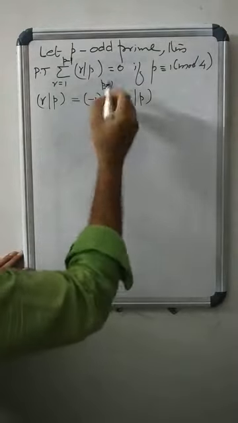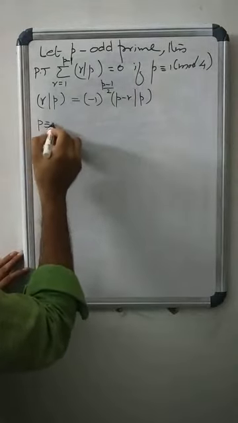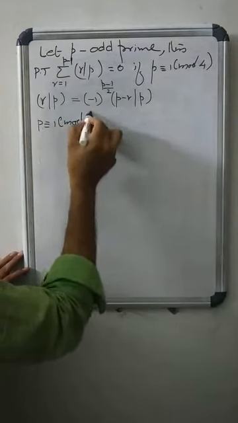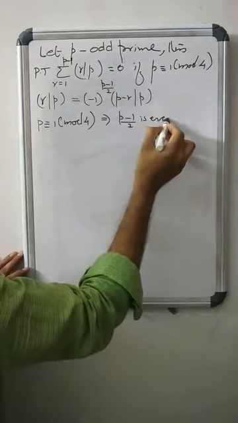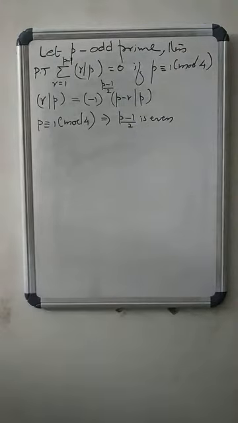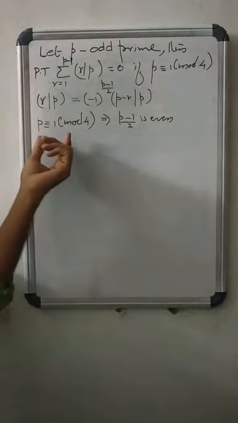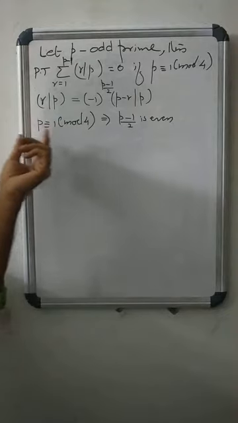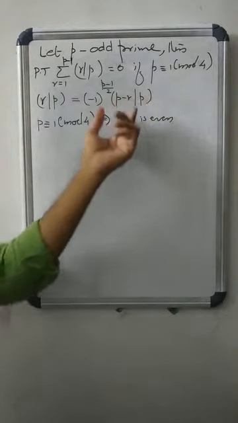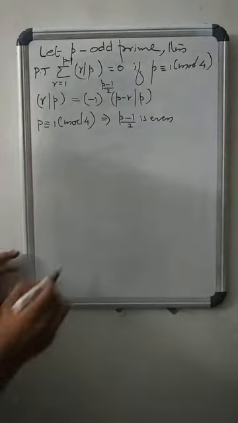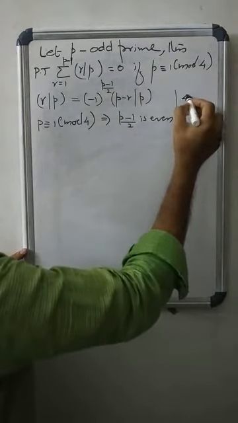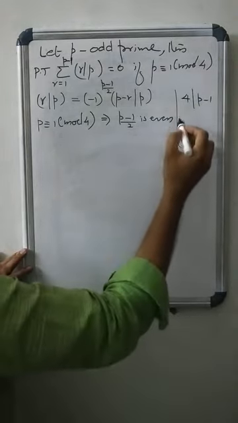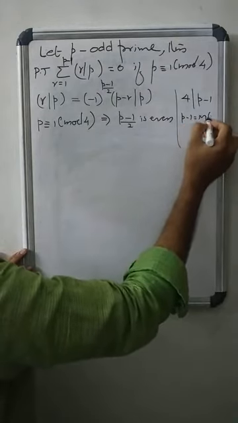Now, what is p? Since p is congruent to 1 mod 4, (p minus 1) by 2 is even. Sorry, p is congruent to 1 mod 4, so 4 divides p minus 1. That means p minus 1 is a multiple of 4. No doubt, p congruent to 1 mod 4 means 4 divides p minus 1, so p minus 1 is a multiple of 4.